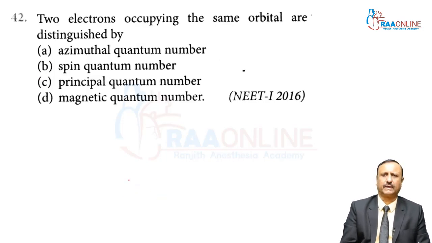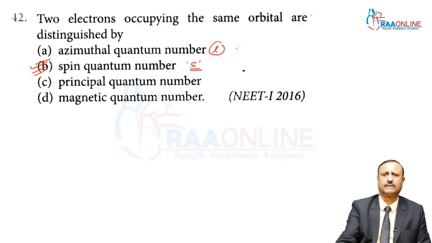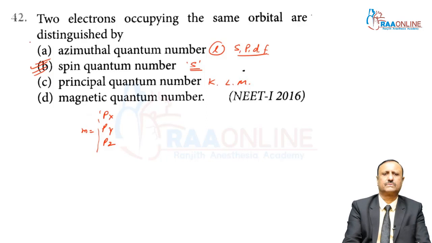Now, question number 42. Two electrons occupying the same orbital are distinguished by only the spin quantum number. The azimuthal quantum number determines s, p, d, f. The principal quantum number determines K, L, M, N, and the magnetic quantum number determines the orbitals, px, py and pz. These are determined by m. So your answer is B.